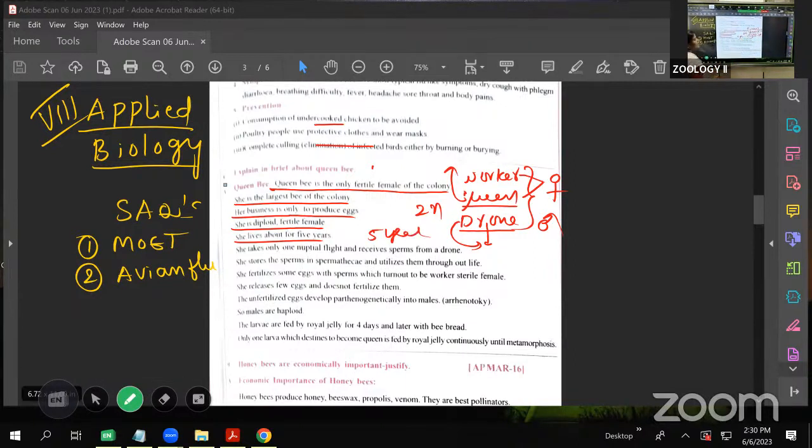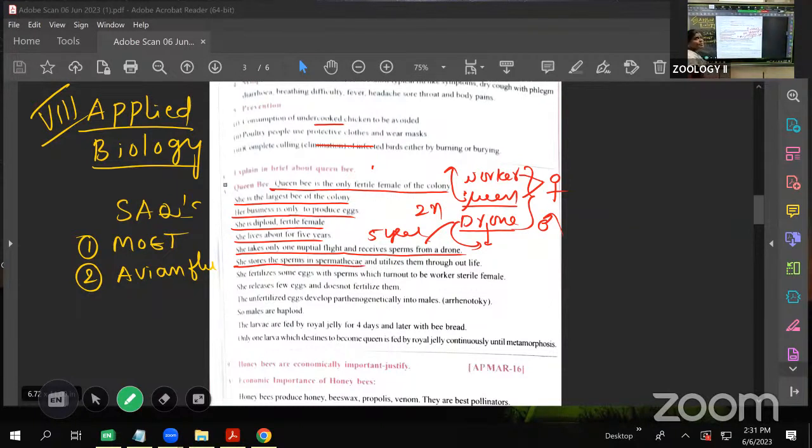Next, the queen takes only one nuptial flight, where she moves around rotating, and during that flight time she receives the sperms from the drone. Clear? Next, she stores the sperms in the spermatheca.